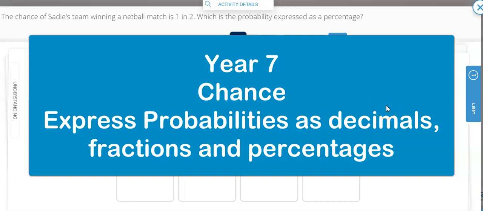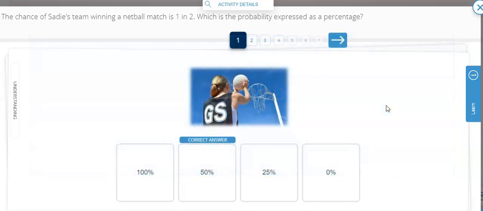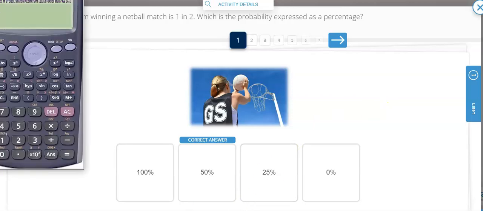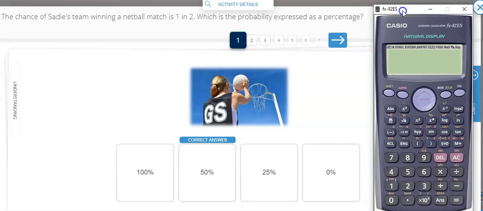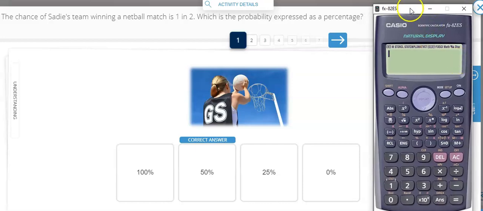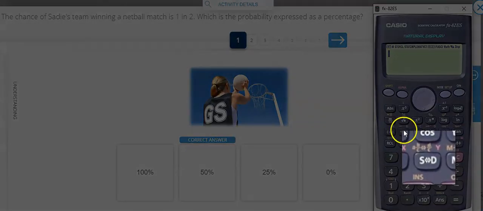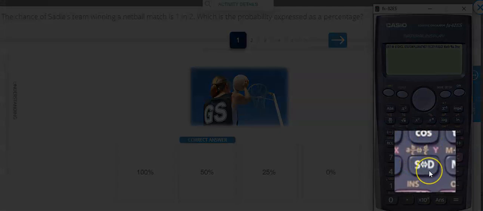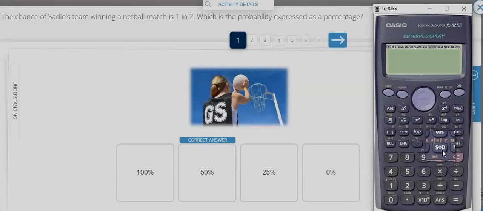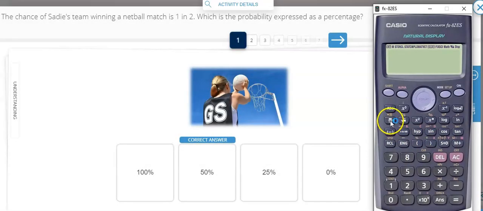Hey 703, this video will be looking at expressing probability in the form of decimals, fractions, and percentages. It's recommended that when you do this skill that you have your scientific calculator readily available, as we'll be using the two main buttons from here, the fraction button, which is located here, and the SD button, which is located here. The fraction button just lets you insert a fraction.